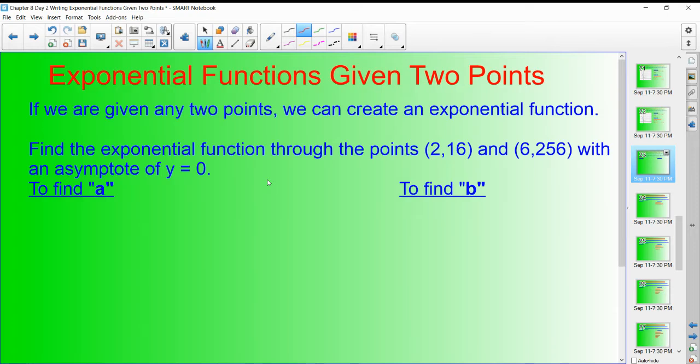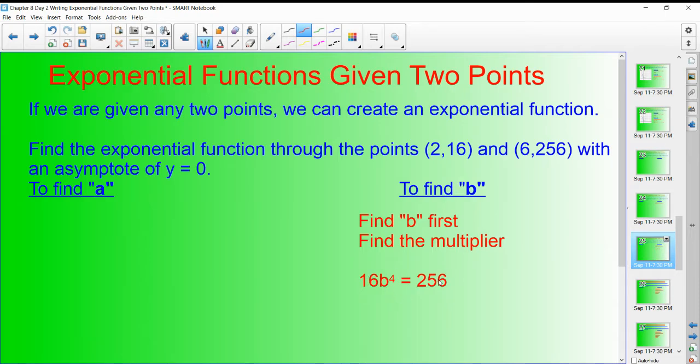So in this case, we're going to find the b value first. Okay, first find the b value, find the multiplier. So we're going to come up with an equation. So I see we start at 2 and then have to go to 6. So that is 6 minus 2, which is 4 steps. Okay, to get from 16 to 256, I got to take 4 steps. The 4 comes from the 6 minus 2. And I like slope: x2 minus x1. So 6 minus 2 equals 4. So if I take 16 and multiply by b 4 times, so 16 times b times b times b times b, I get 256.